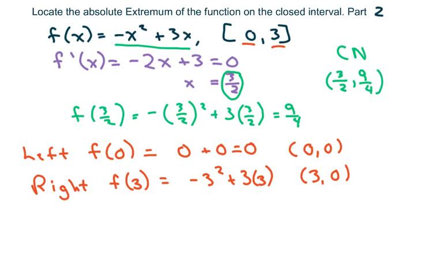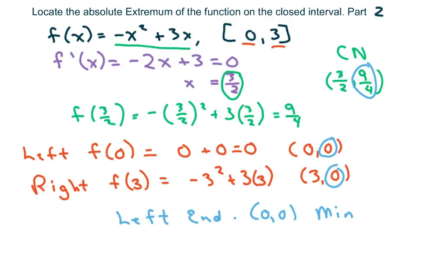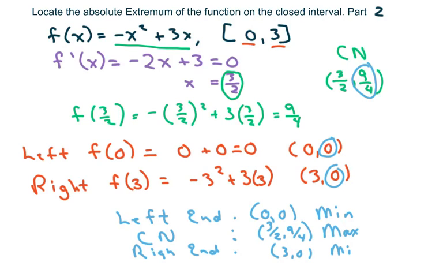So if I write everything out, I'm going to put it in order of my y values. My left endpoint occurs at (0, 0). That's your minimum. Your critical number occurs at 3/2 and 9/4, (3/2, 9/4). That's going to be your maximum. And your right endpoint occurs at (3, 0). And that's going to be also a minimum.